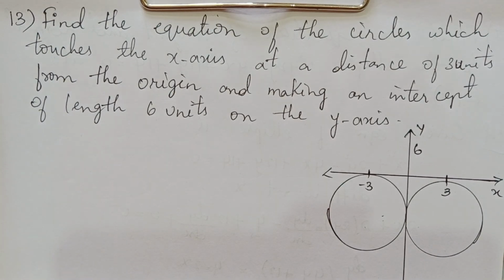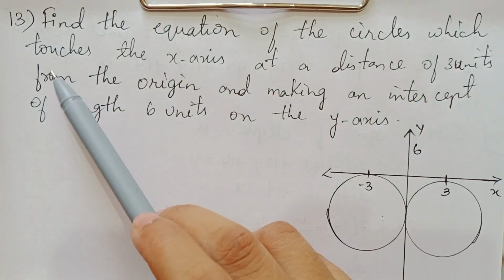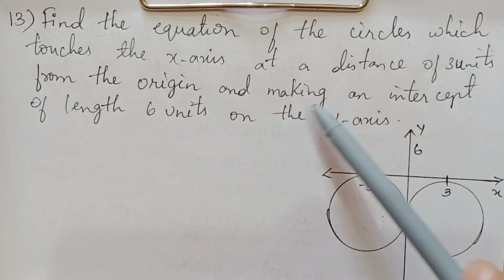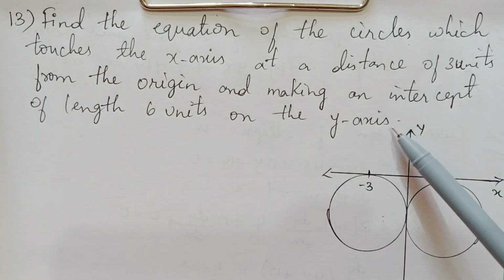We are solving chapter circles 7 marks questions. So our 13th question is: find the equation of the circles which touches the x-axis at a distance of 3 units from the origin and making an intercept of length 6 units on the y-axis.